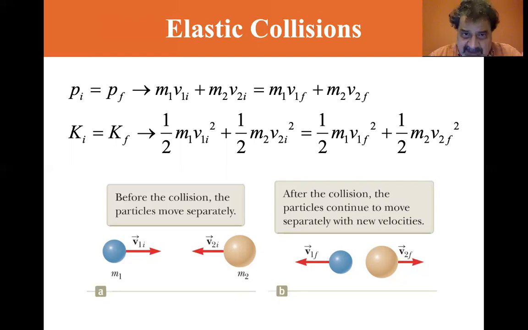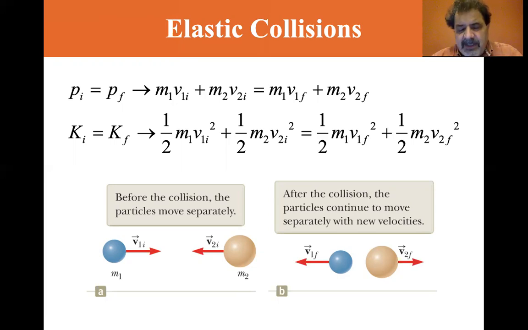Now, in elastic collisions, the kinetic energy is conserved. So kinetic energy initial equals kinetic energy final. So we have one half M1 V1 initial squared plus 1/2 M2 V2 initial squared equals the sum of 1/2 M1 V1 final squared plus 1/2 M2 V2 final squared. Now we have two equations, and if we only have two unknowns, we can solve these. But there are some quadratic terms in here, and it can be kind of cumbersome.